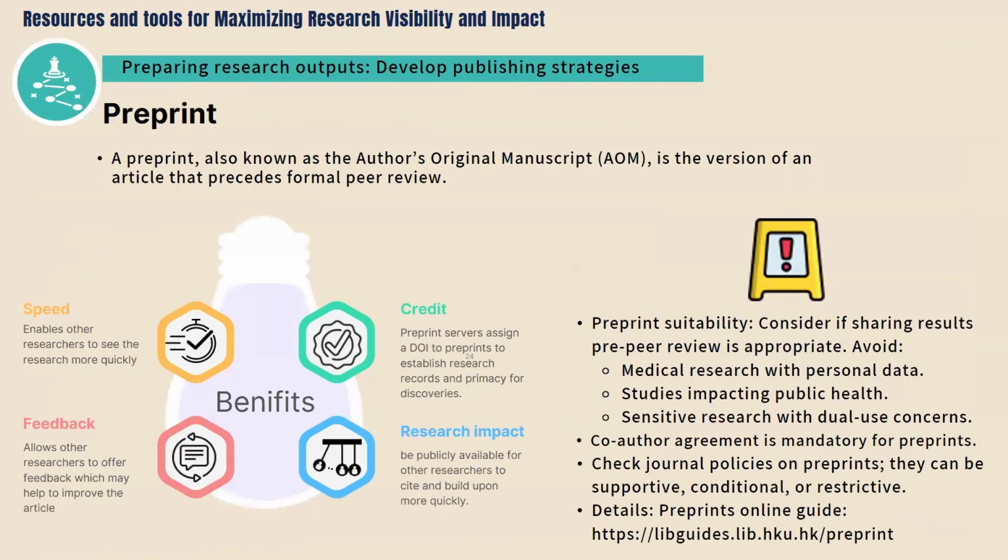And then a preprint, also known as the author's original manuscript, represents the version of an article that precedes the formal peer review. Let's explore the benefits and considerations associated with preprints. The benefits of preprints include fast exposure, an assigned DOI for credibility, early feedback to refine the work, and availability for immediate academic use.